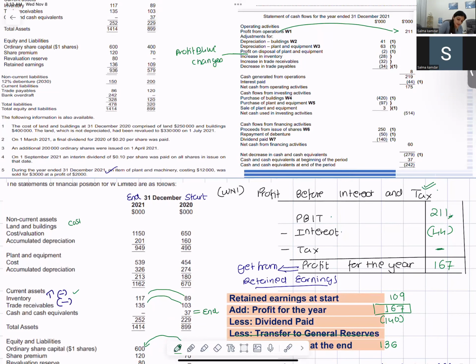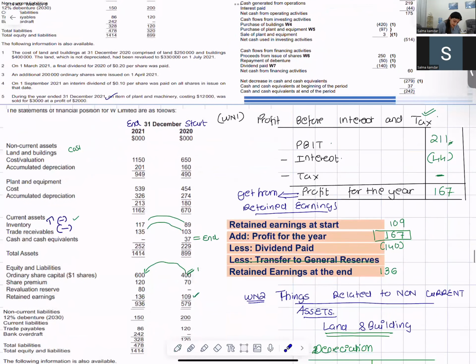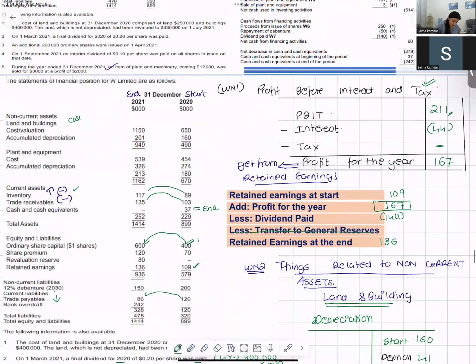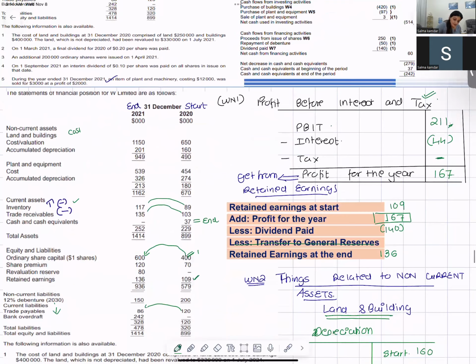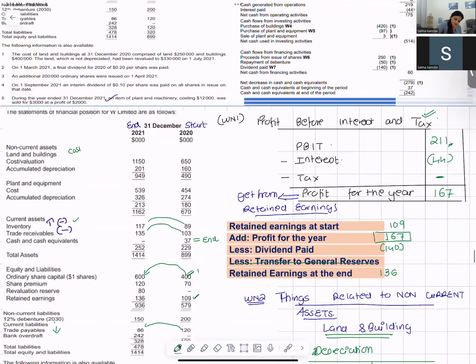Before I go to these non-cash, non-operating expenses, I will see what my working capital changes are. There is an increase in inventory and there is an increase in trade receivables. Increase in inventory is deducted. Increase in trade receivables is also deducted. And you have your trade payables, which is falling. Trade payables are a current liability. Decrease in your trade payables is subtracted. So this is your working capital changes.